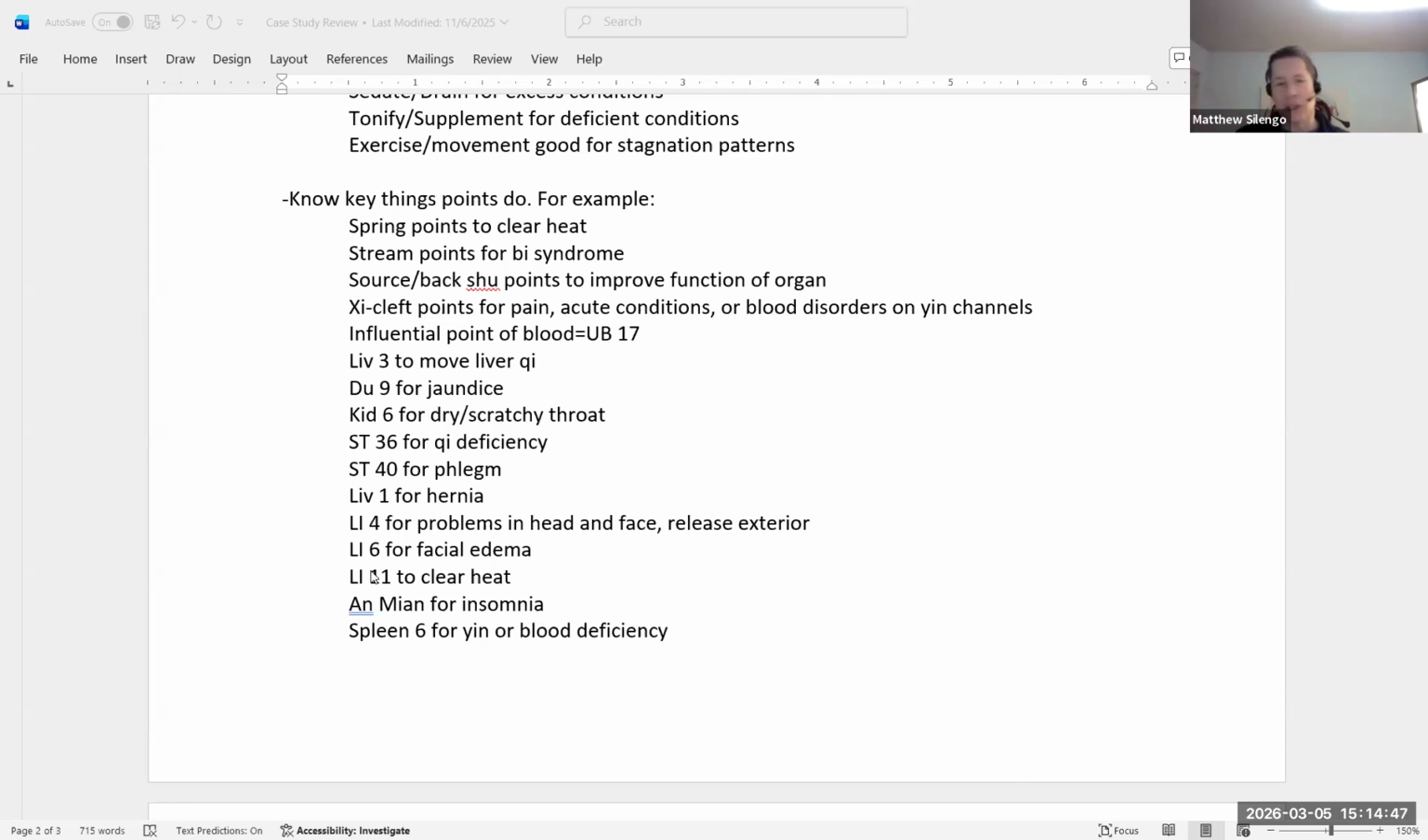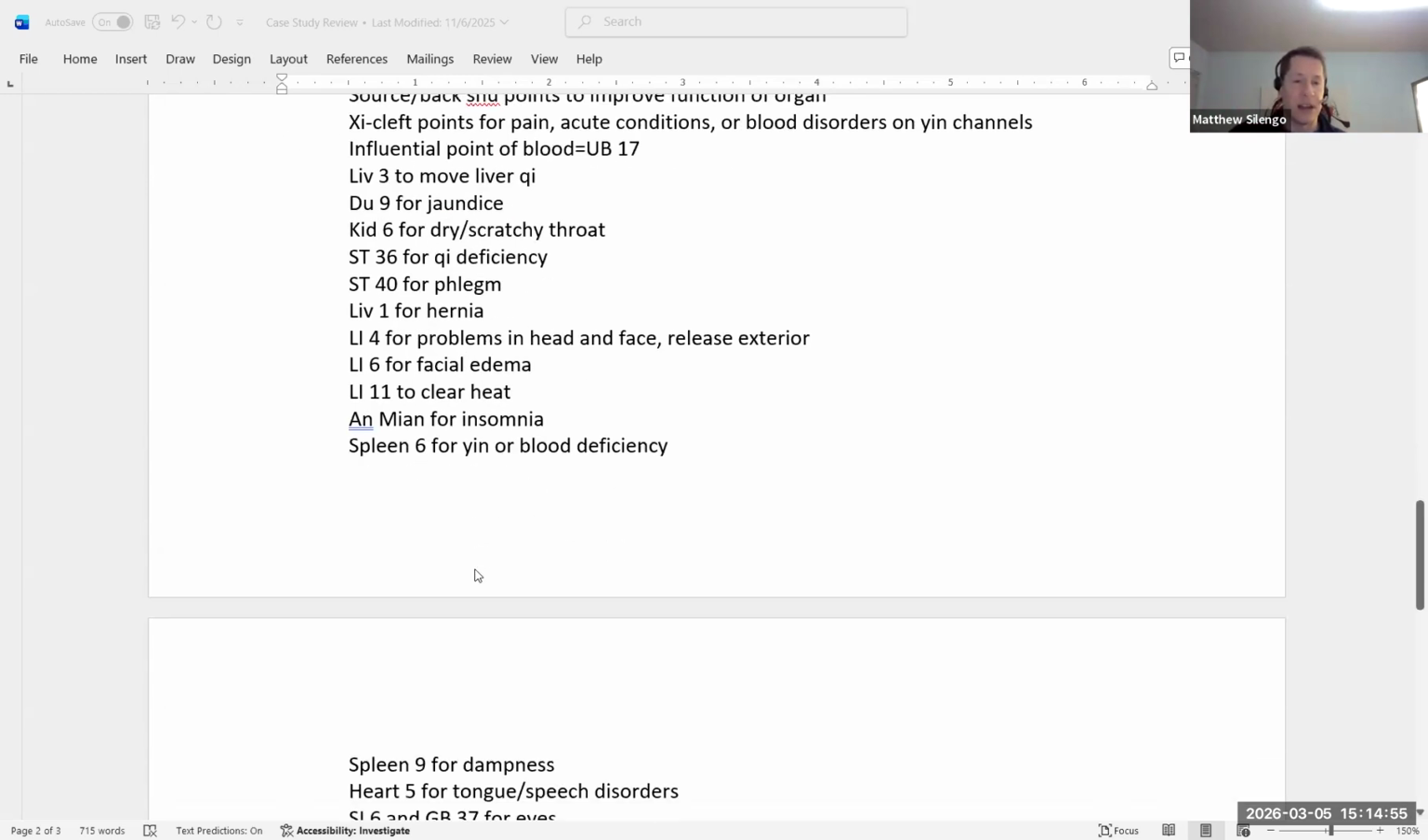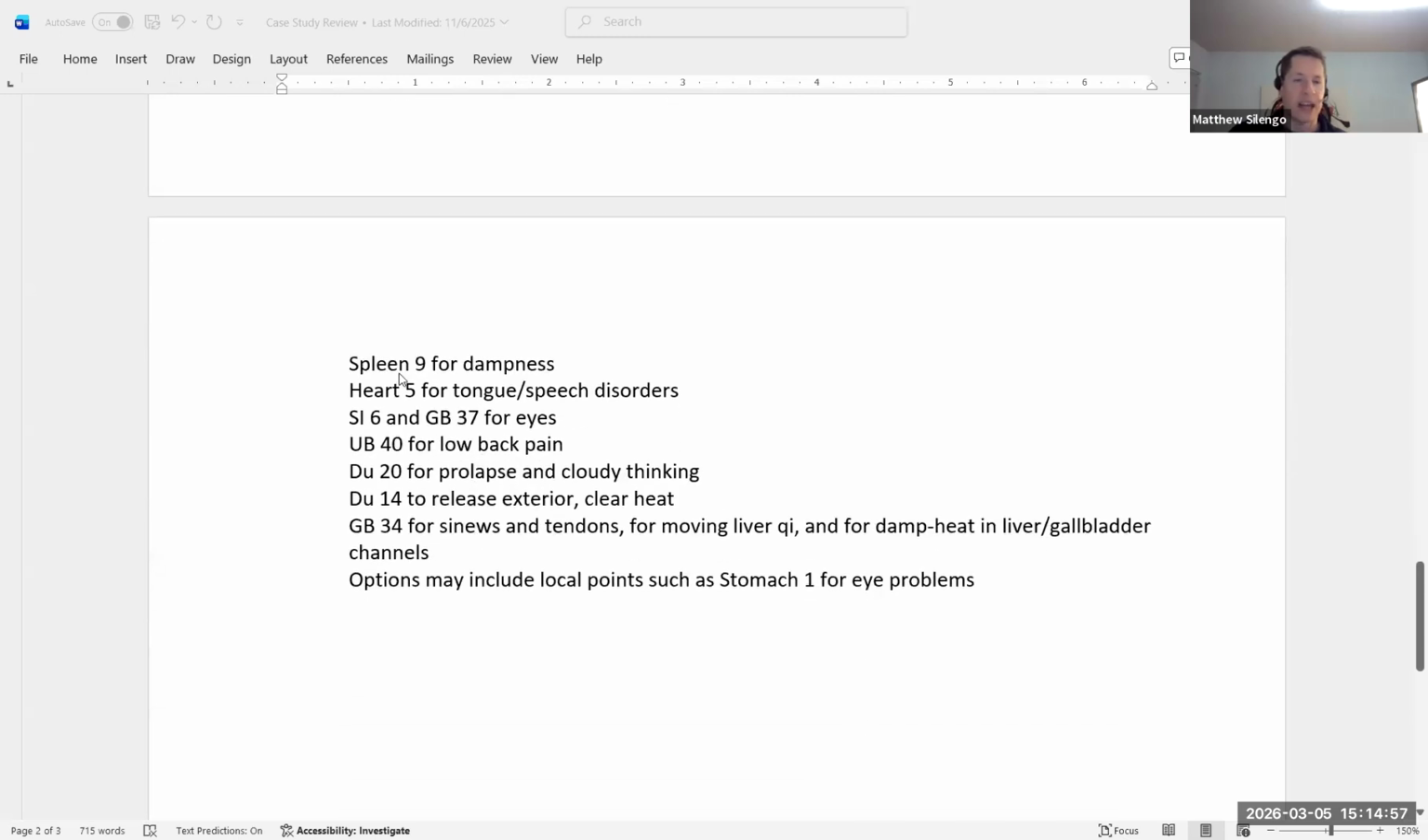LI11 is a major point for clearing heat. So if somebody has a high fever or some kind of heat pattern, LI11 is a very common point to be in the correct point combination. So you can see it goes on and on. If they have damp accumulation, spleen 9 is a biggie.